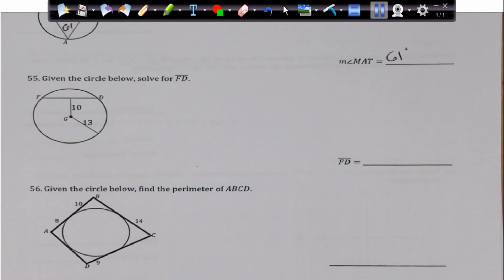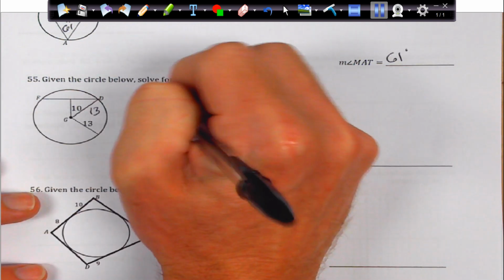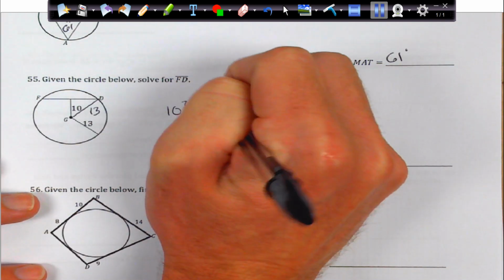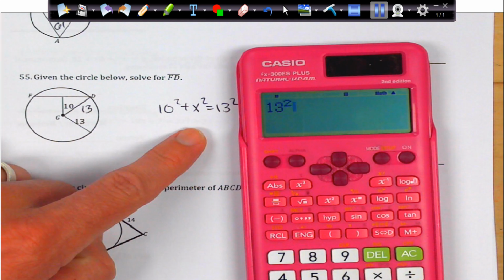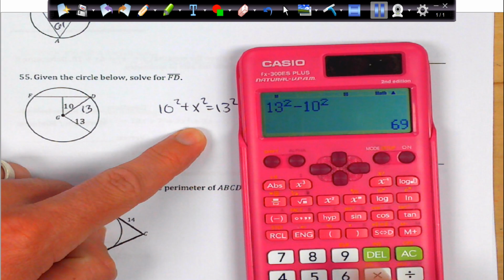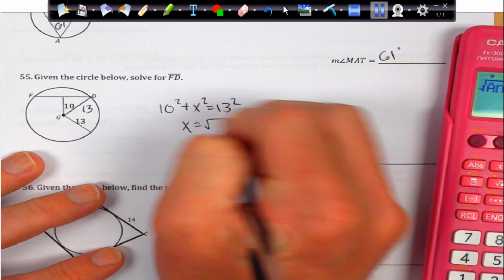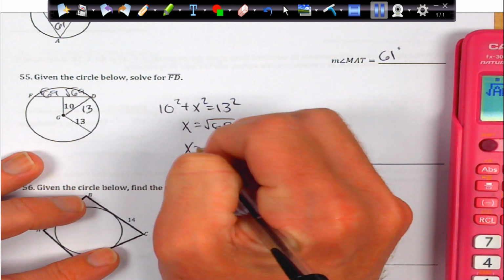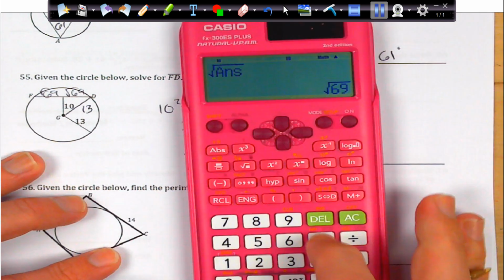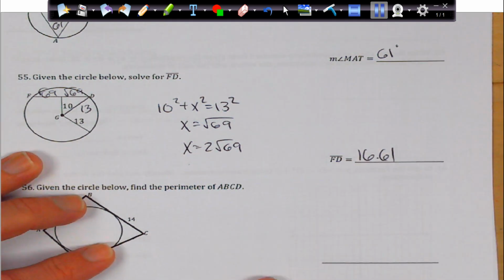All right, given the circle below, solve for FD. Well, we can actually find FD. If I put in this guy right here as 13, we have a right triangle of 10 squared plus x squared equals 13 squared. Typically what I'll do is 13 squared, and then I subtract the 10 squared right away, and then take the square root of that answer, which for right now we'll leave as x equals the square root of 69. Now that's only half of it, so we have 2 of those, so x is going to equal 2 square root 69, so I'm going to double that, and let's get the decimal. It's about 16.61 in length.